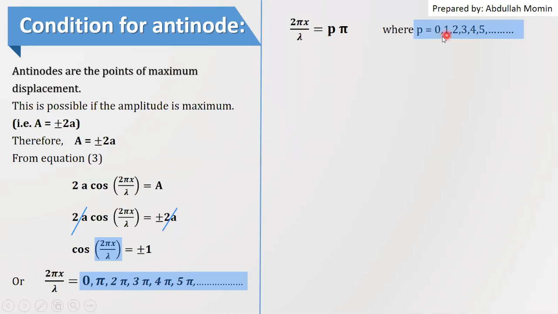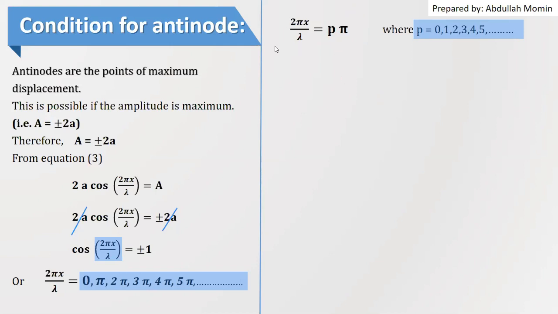So when we put the value of p as 0, we get 0. When we put p as 1, we get pi. When we put p as 2, we get 2 pi, and so on. So we are going to get this series after putting the values of p in this equation.